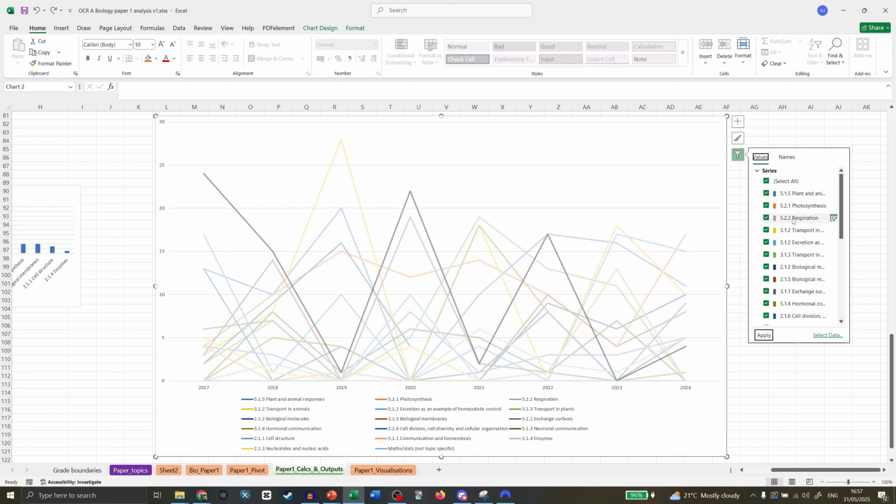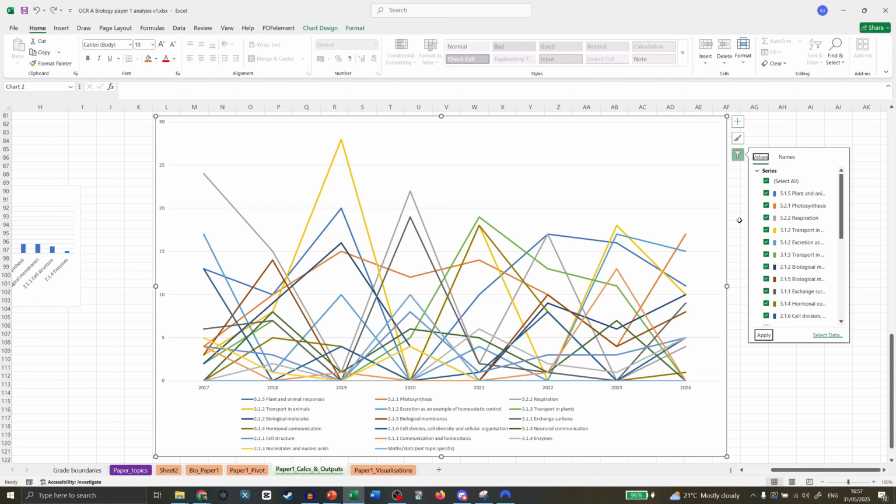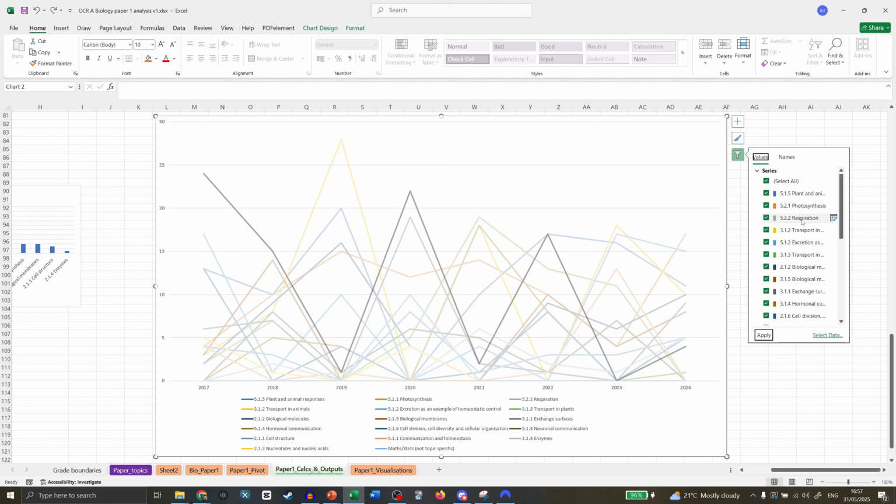So my thinking is respiration is actually going to go up again to sort of more of the peak areas like we got in 2017, 18, 20, and 22. That's my thinking there. Okay, next up we got transport.